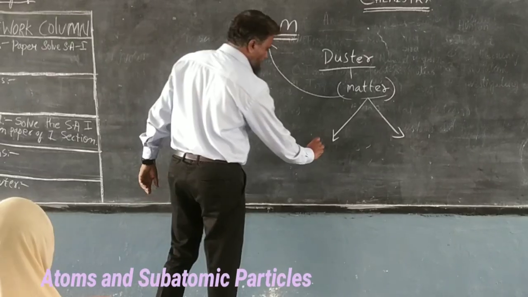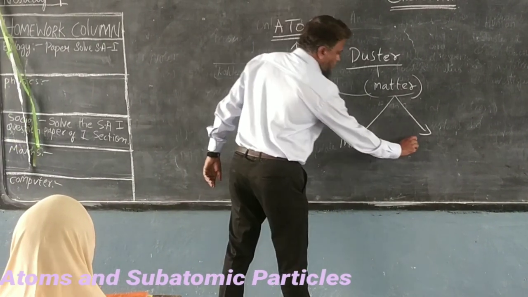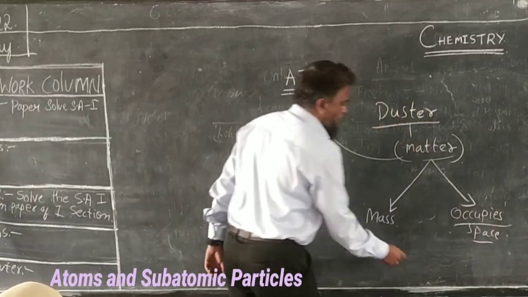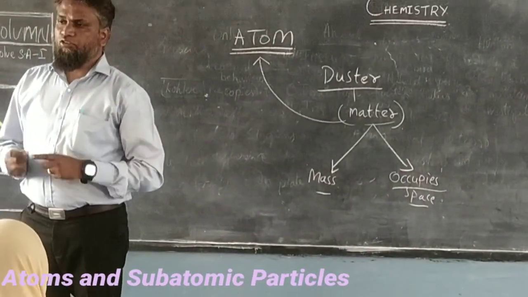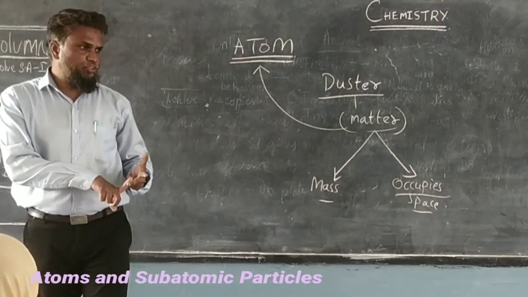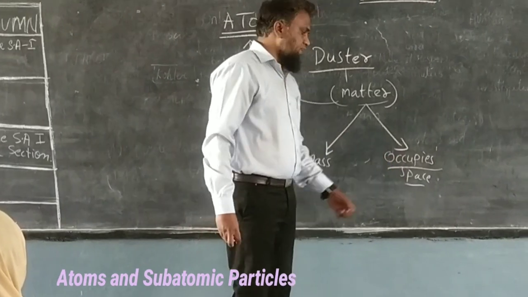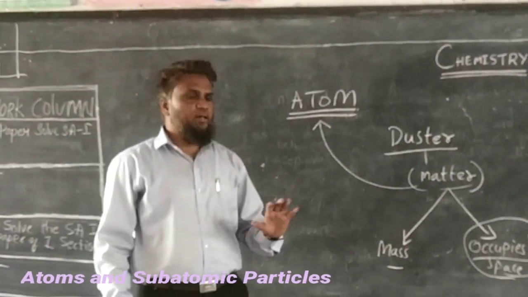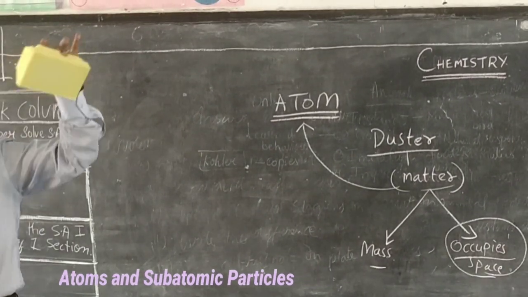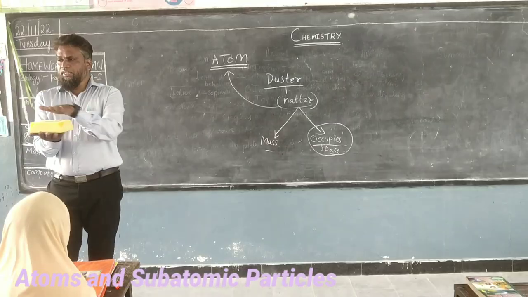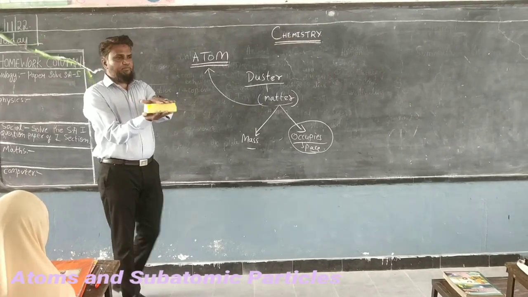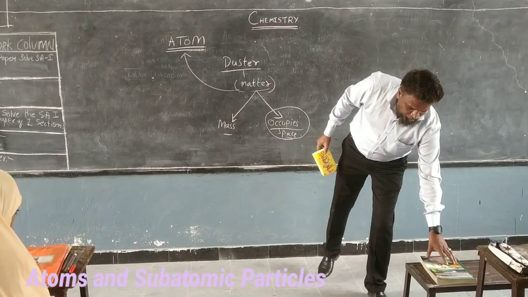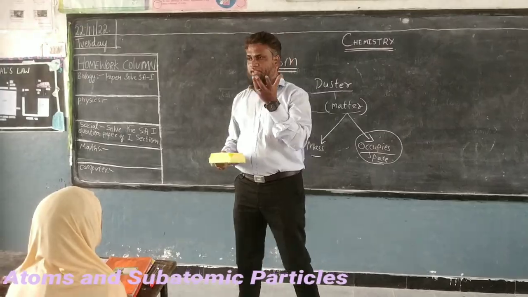Next, you should know what matter is. Anything which has mass and occupies space is matter. So matter has two properties: mass and occupying space. First of all, let us see the meaning of occupying space. For example, I am taking this duster and placing it in my hand, so it is taking some space. The book, I am placing on the bench, so the book is occupying space.